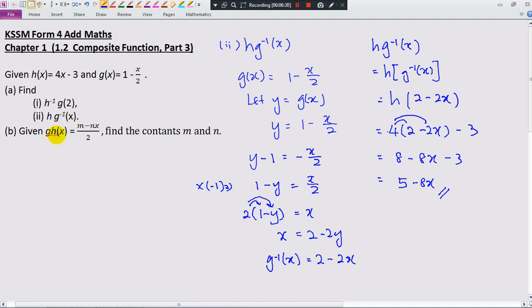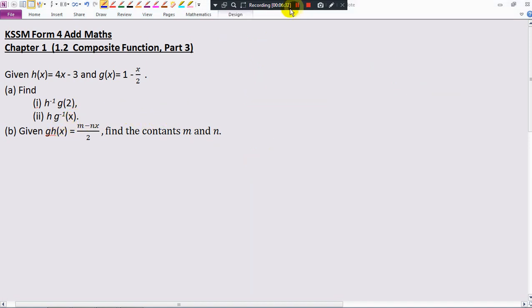Let's go to part B. Given g of h of x is equal to m minus nx over 2. We need to find the value of m and n. So this is a composite function given by the question. We find the composite function ourselves. Same thing, we also need to find g of h of x.